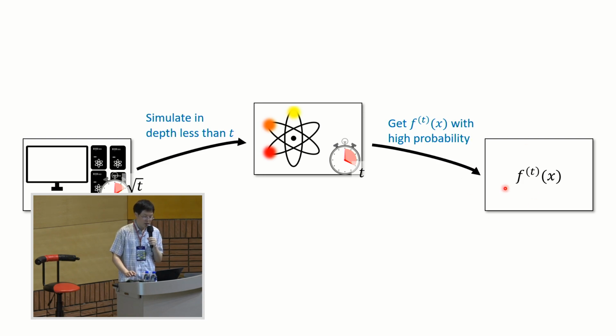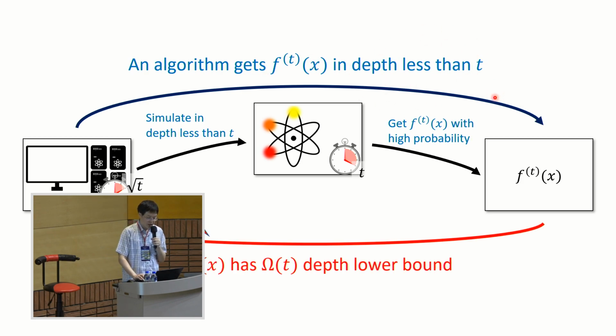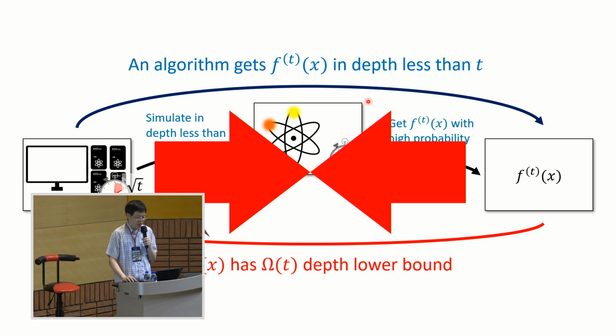Okay, and then we say if we have a quantum computer that does simulation of our Hamiltonian evolution really fast, so you simulate in depth less than t, and then we string these two together, that means we have an algorithm that calculates this f_t in really low depth. Okay, but then we go back and see that our f_t we have constructed to be a very hard function, meaning that this is a function that needs omega t depth. And so this contradicts with this, and that means we have some contradiction here.